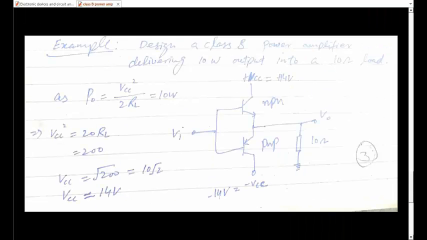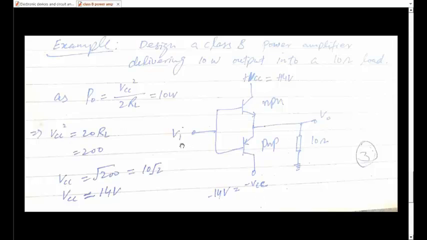So let me take an example of a class B amplifier in which you are asked to design a class B power amplifier to deliver 10 watt output into a 10 ohm load. This is the same specification that we used for the class A amplifier. Now we are designing a class B amplifier with the same specifications. So we want to deliver 10 watts to a 10 ohm load using a class B amplifier. It is using 2 power supplies, 2 transistors and a load.